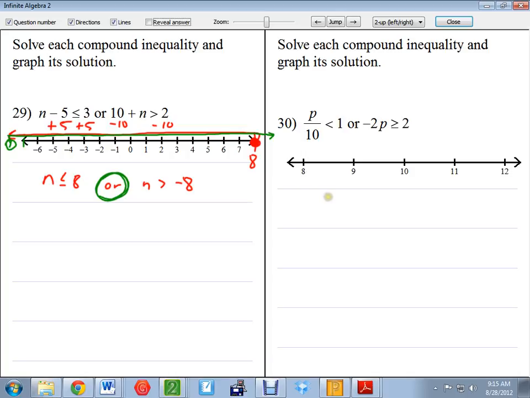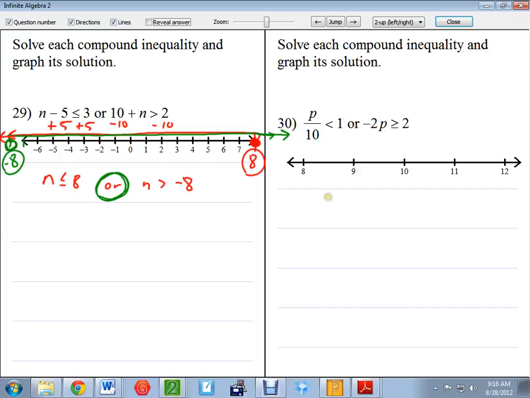Now, if we look at the red one, it goes back forever. It keeps going towards negative infinity forever and ever and ever. But it only gets up as high as positive 8 right here. But the green line goes to positive infinity forever. But it only gets as low as negative 8 down here.